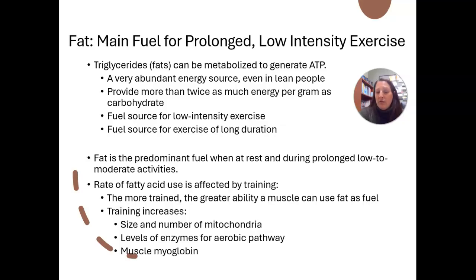The more trained, the greater the ability a muscle can use fat as fuel. Training increases the size and number of mitochondria in our muscle cells. It increases the level of enzymes that are involved in aerobic respiration in that pathway, and it also increases the amount of muscle myoglobin, which plays a role in oxygen storage in muscle cells.